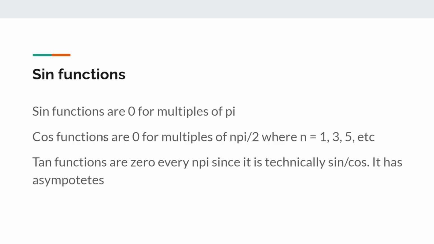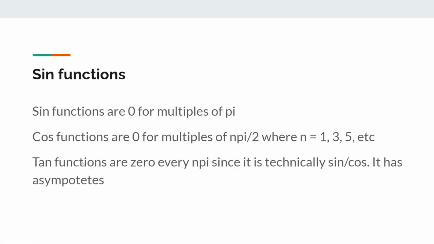Sine functions are 0 for multiples of pi. Cosine functions are 0 for odd multiples of pi over 2. This is simple logic, just to get a unit circle. I memorized it by myself without even looking at the unit circle because it's logic and common sense. So tan functions are 0 at every n pi, because technically it's sine over cosine.